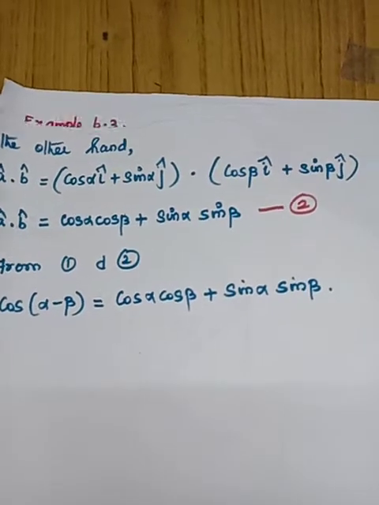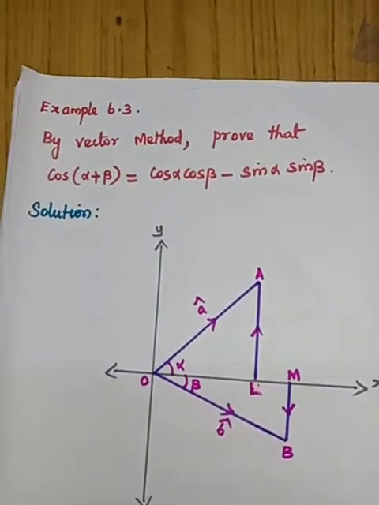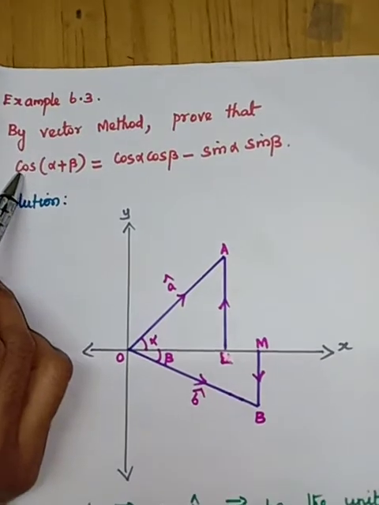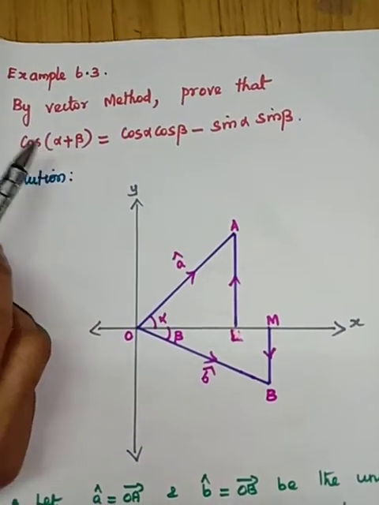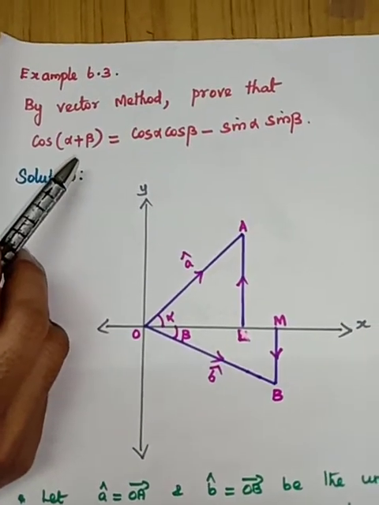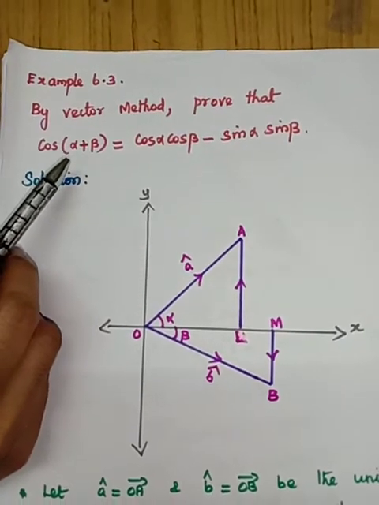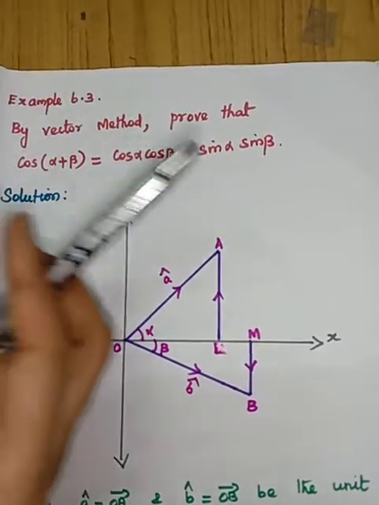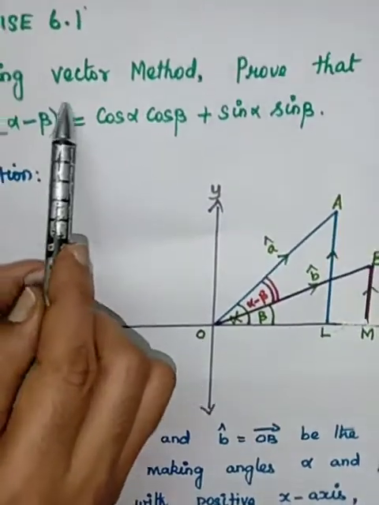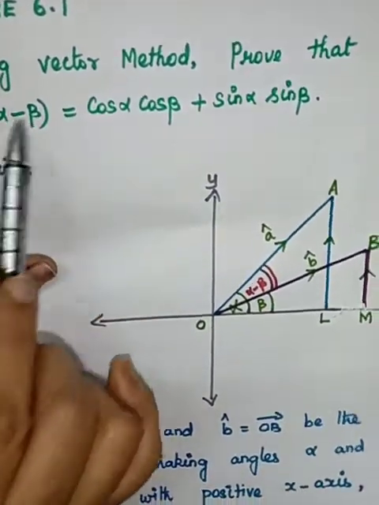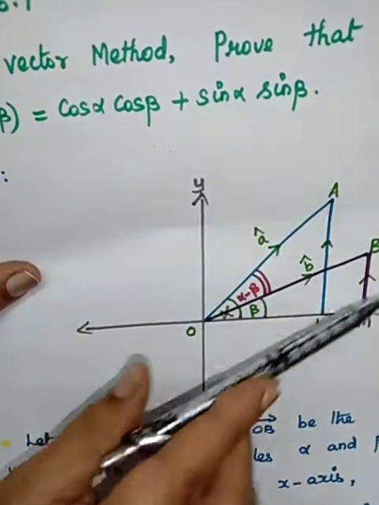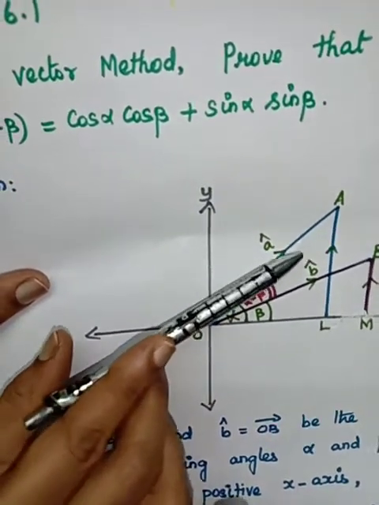Okay. In the same way, you see the example 6.3. So here you are having cos alpha plus beta. You see that the previous problem was cos alpha minus beta. So if alpha minus beta comes, you have to take A and B in the first quadrant. Like this you have to take.